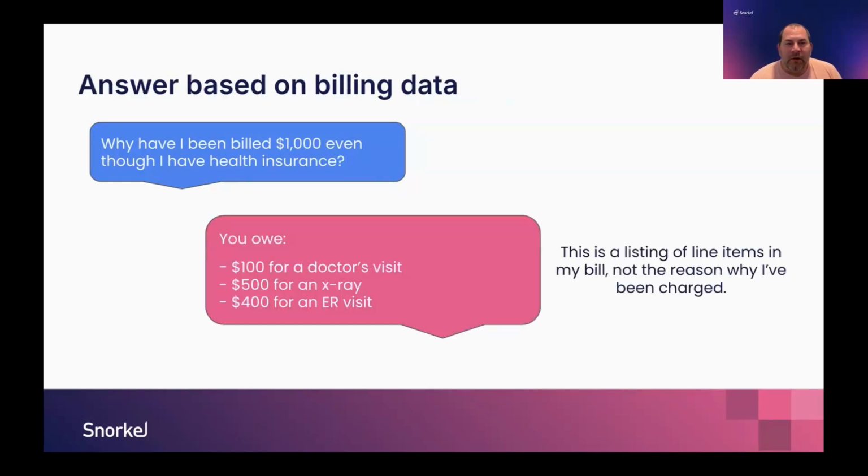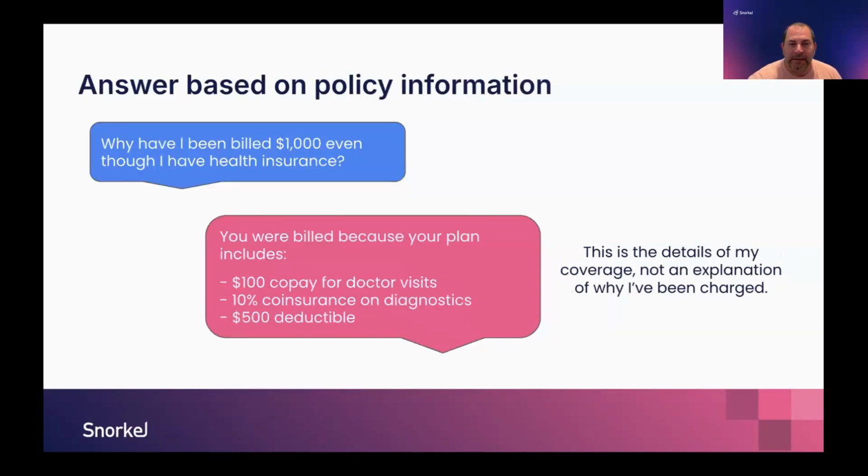If we were simply querying a database of structured data, we might get a list of line items back, right? So the purchases and those bills, I'm sure they're put into a database, but I don't necessarily understand why I've been charged. I understand the services that I've had, but given that I'm paying for health insurance, why am I receiving these particular charges?